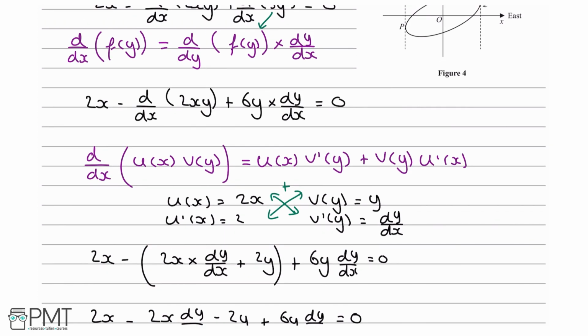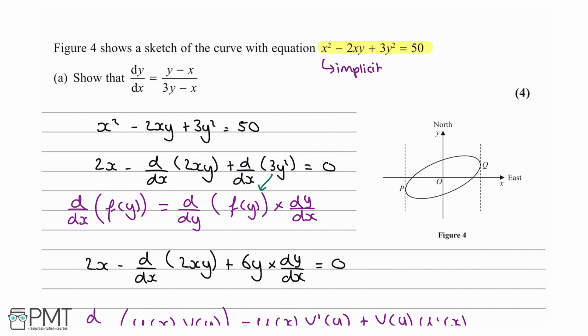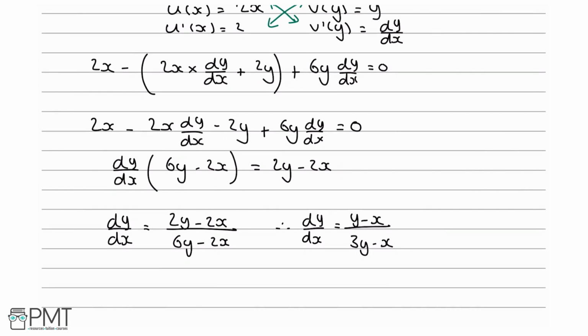And what we can do is we just check our final form. So it was y minus x over 3y minus x, and we have y minus x over 3y minus x. So that's all good, and we can write as required, like that. And then we are done with our question. So this question is worth 4 marks.